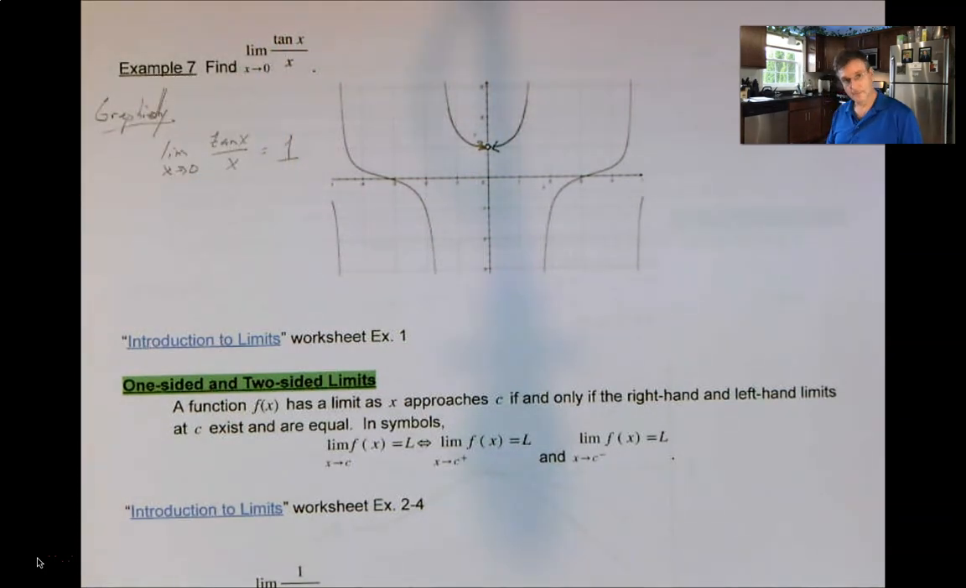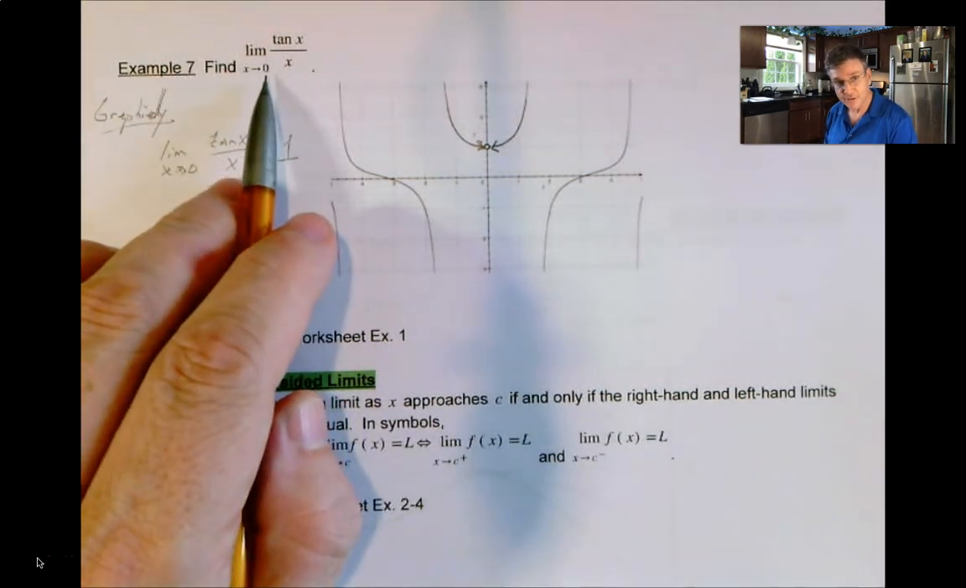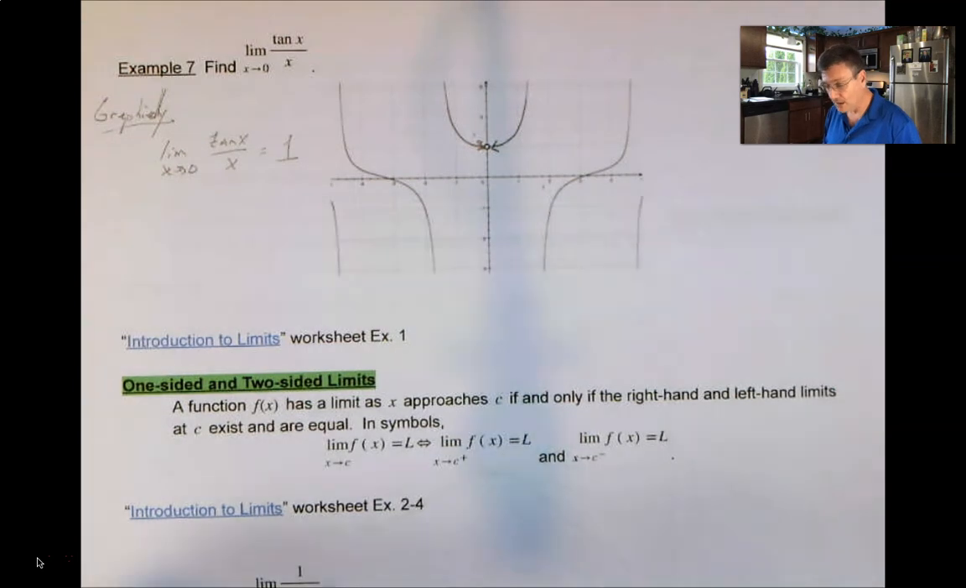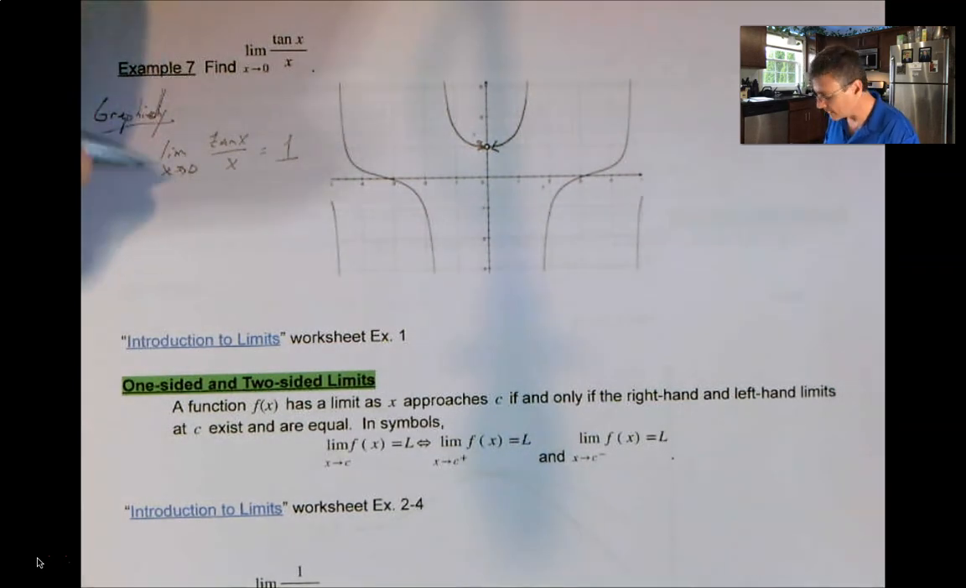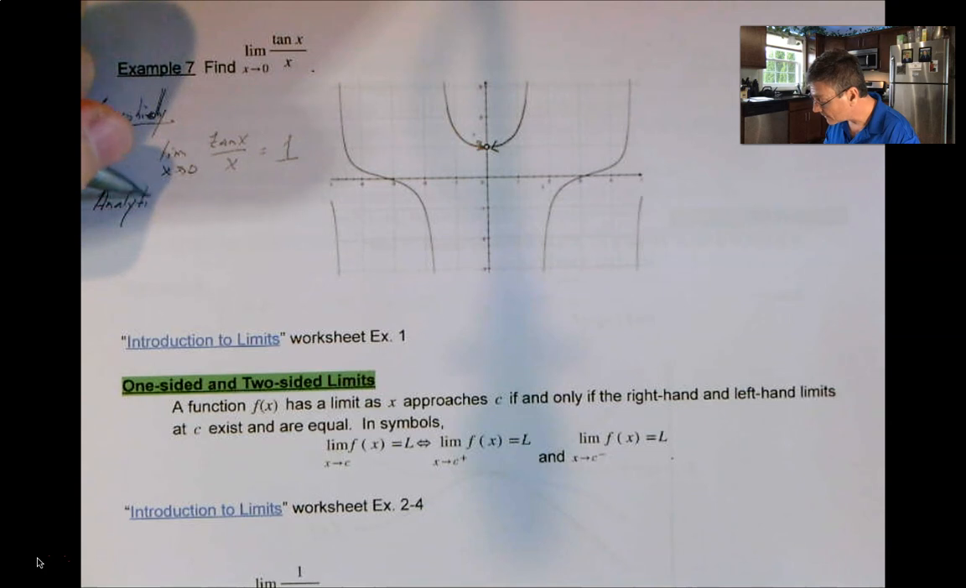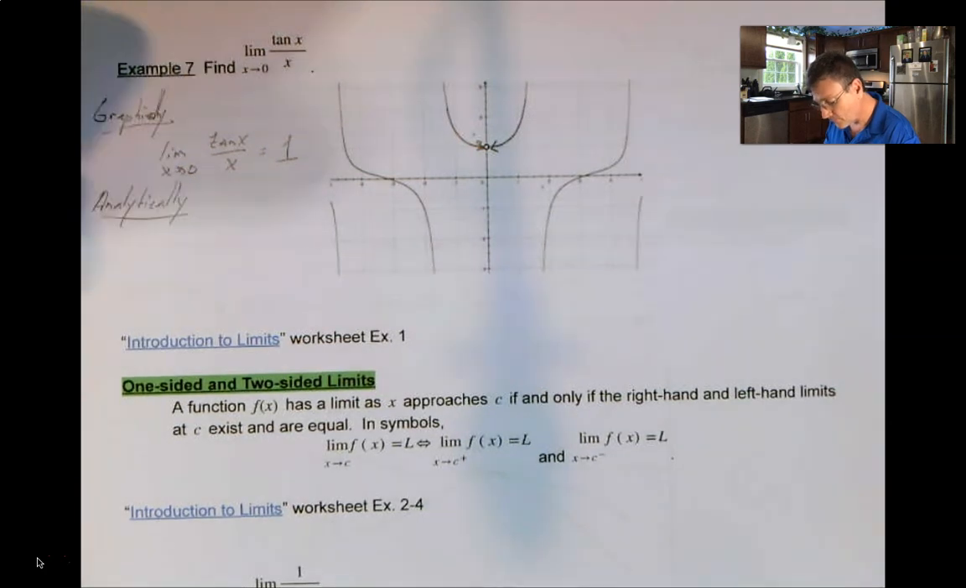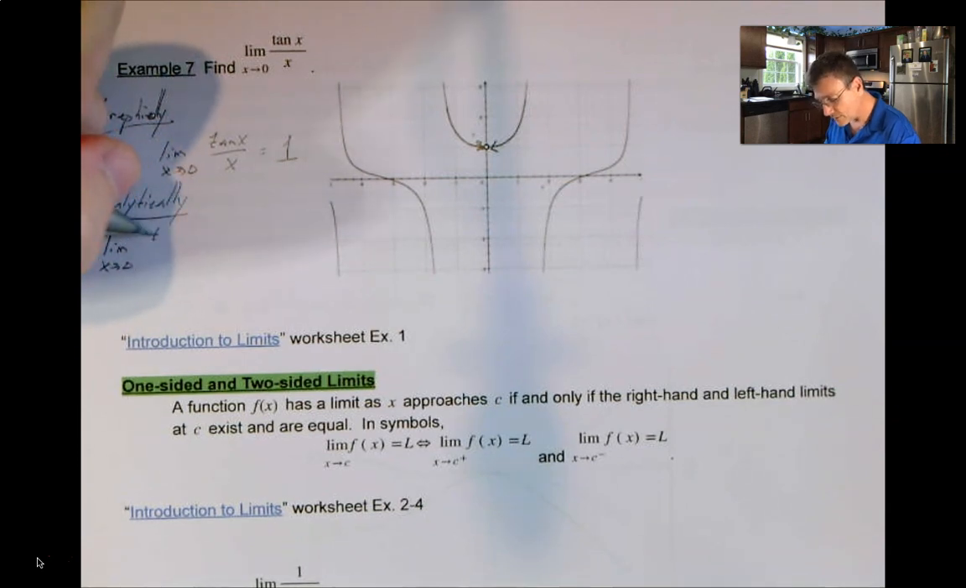Again, okay? Algebraically, we can actually solve this one. So even though we can't do direct substitution, we can still solve this using what we know from example 6. Okay, so algebraically or analytically, we have the limit as x approaches 0, tangent of x over x.